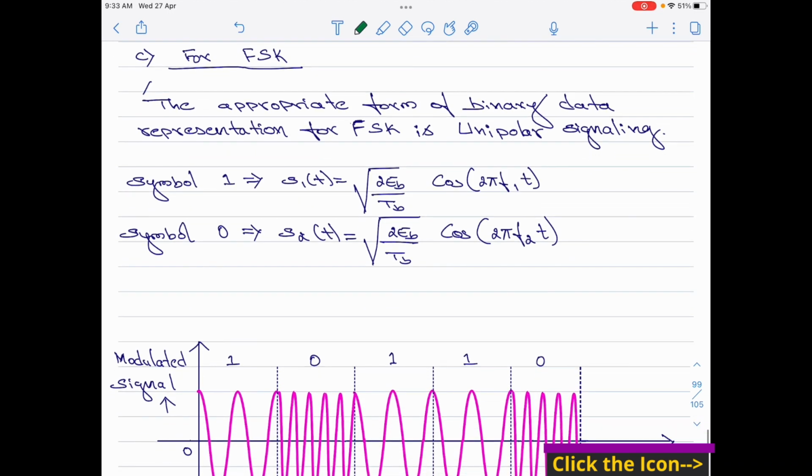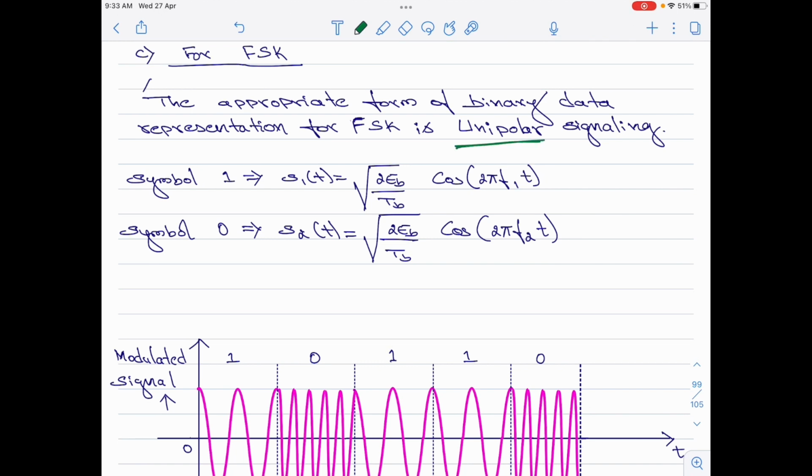Right. Let me now move on to the last part of the question, that is for FSK. Now, for FSK, the appropriate form of the binary data is once again unipolar. Please note, both ASK and FSK use unipolar signaling schemes, whereas PSK uses polar signaling scheme. Let us now see how symbol 1 and symbol 0 are represented for FSK. Since it is frequency shift keying, you would require 2 completely different carriers for transmitting each of the input bit.